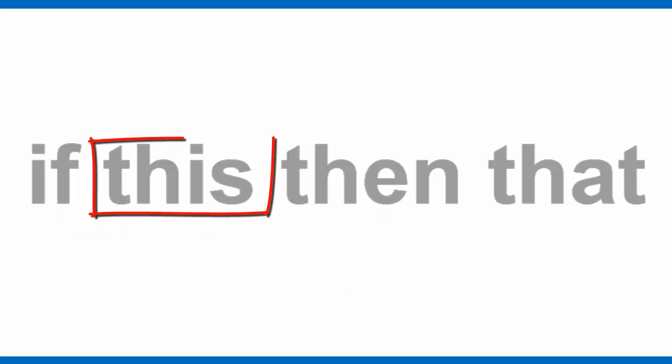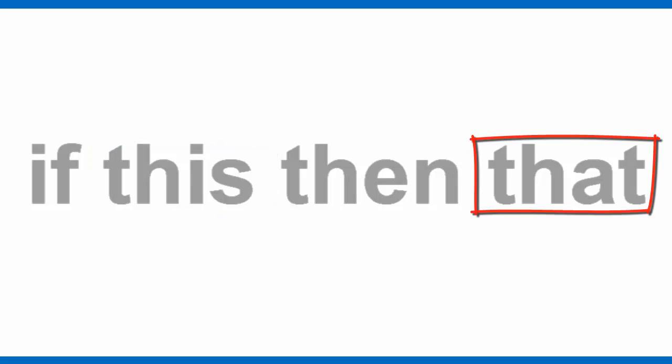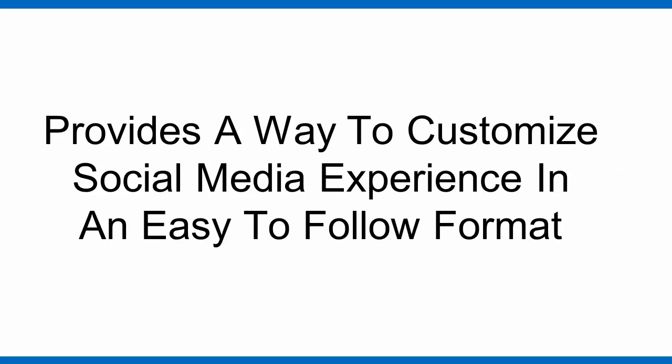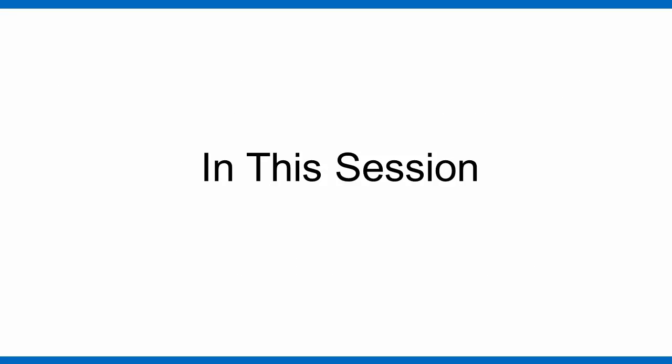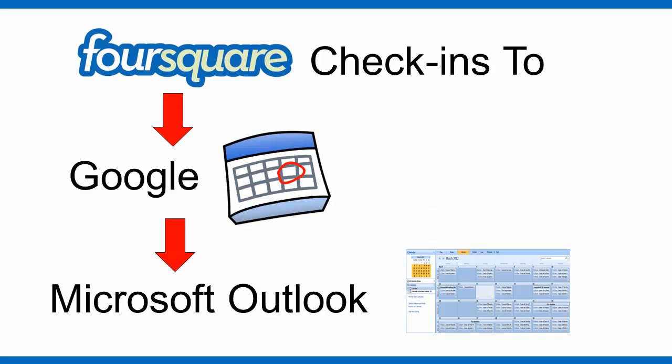IFTTT stands for If This, Then That, which simply means that if I do something, then I must do something else to make my task work. The application provides a way to customize your social media experience in an easy-to-follow format and allows you the opportunity to put strings of information together that will simply automate many daily tasks for you. In this session, I want to talk about how to archive your Foursquare check-ins to Microsoft Outlook. I will provide the steps that I use to capture my Foursquare check-ins and display them on my Outlook calendar.